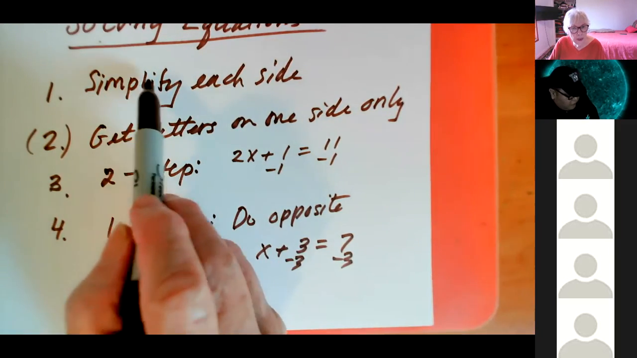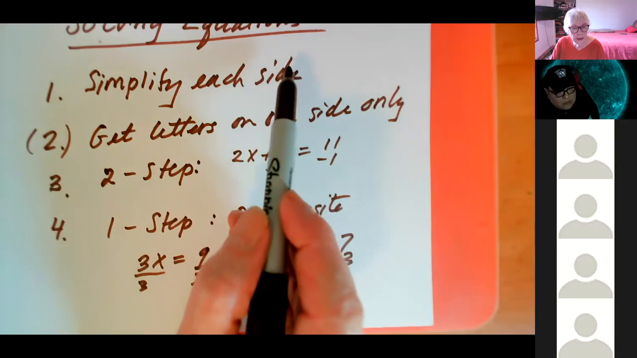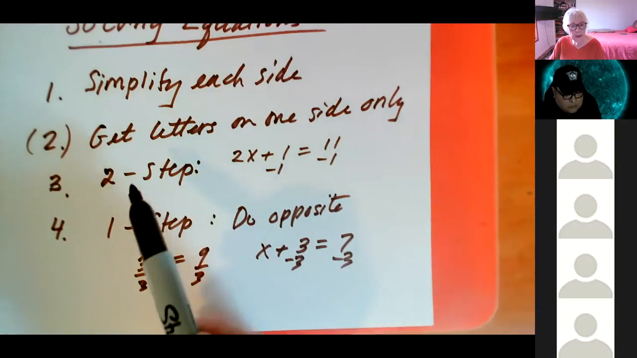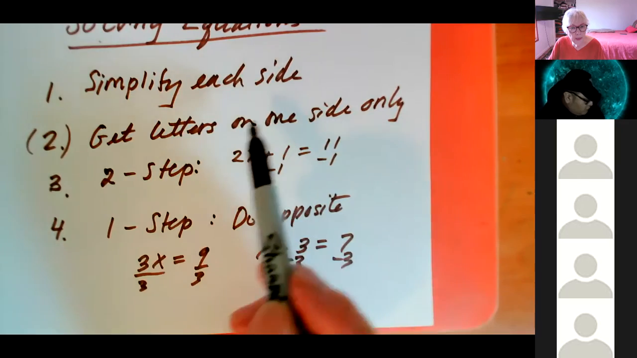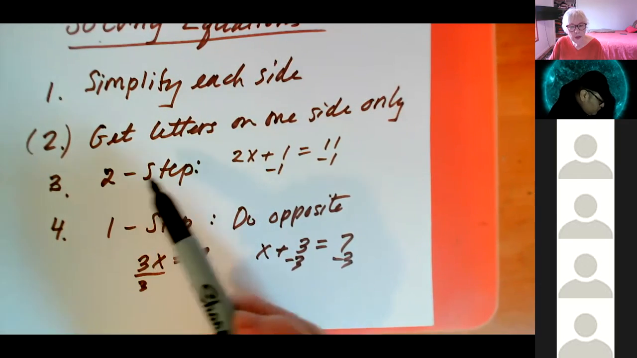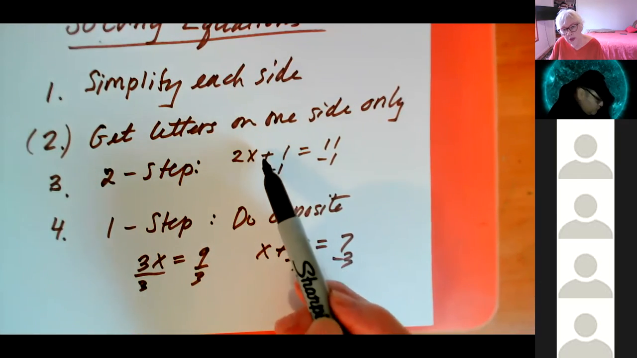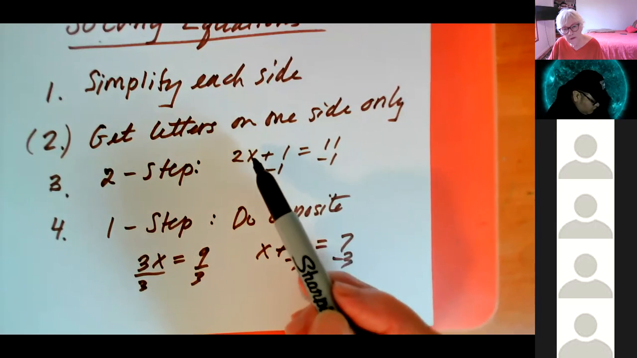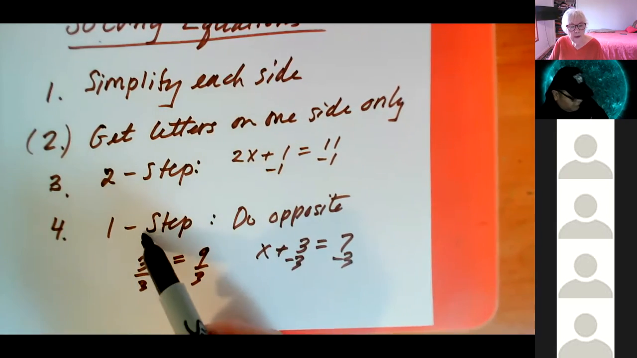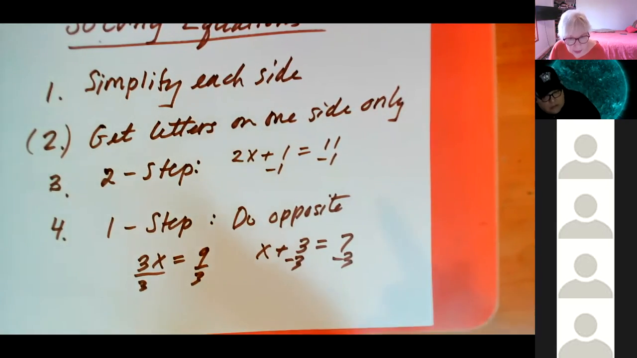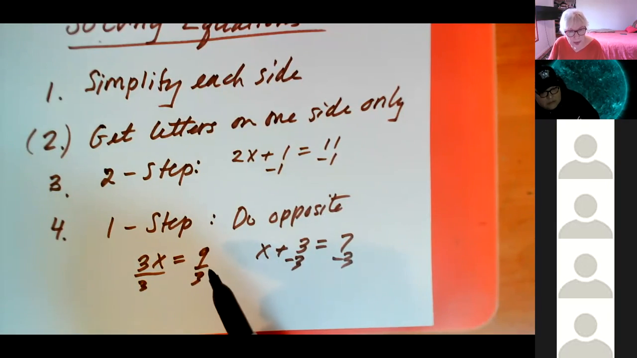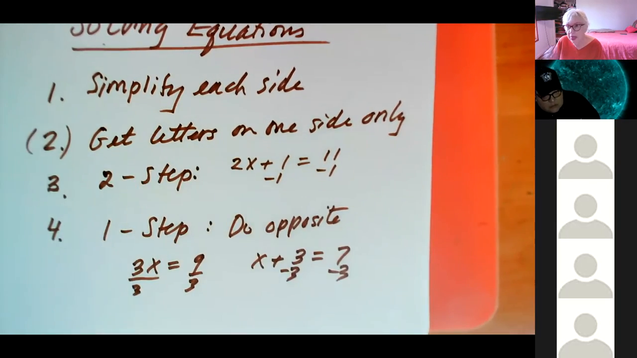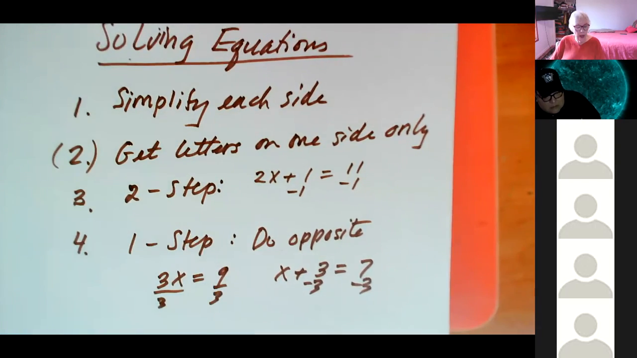But for now, it's simplify each side. Before you work with a holy mess, clean it up. This we can skip over for now. The two-step problem: remove the single number first, the number that's either added or subtracted from the x. And finally, the last step is the obvious step. Whatever is opposite, do it. And then you've got it. So that's what I would do.